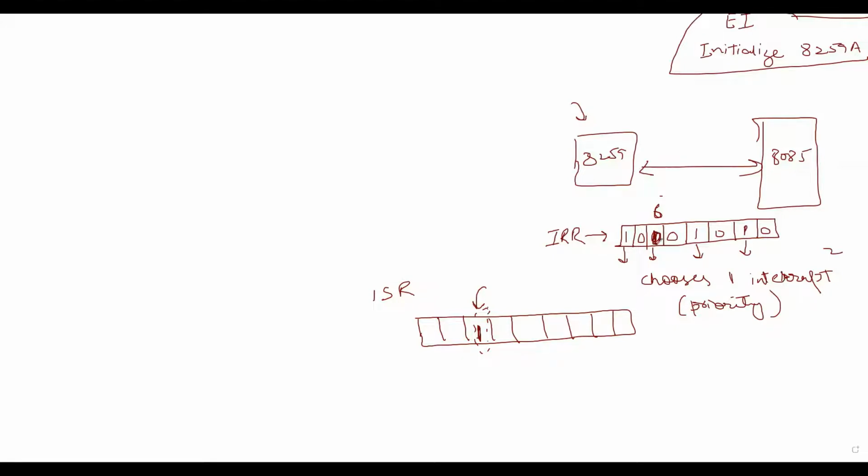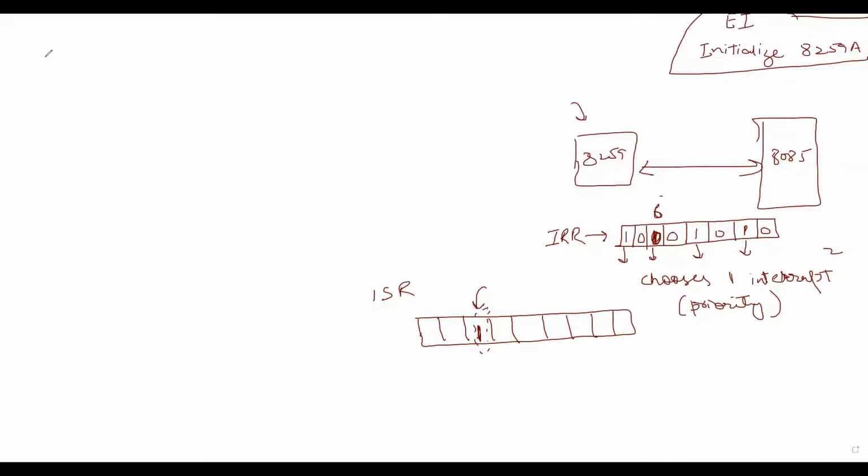Why it will make this bit as 0? It will make this bit as 0. That means it has started handling this particular interrupt. So 0 means this interrupt is not there. Why it is not there? Because I have already handled it.